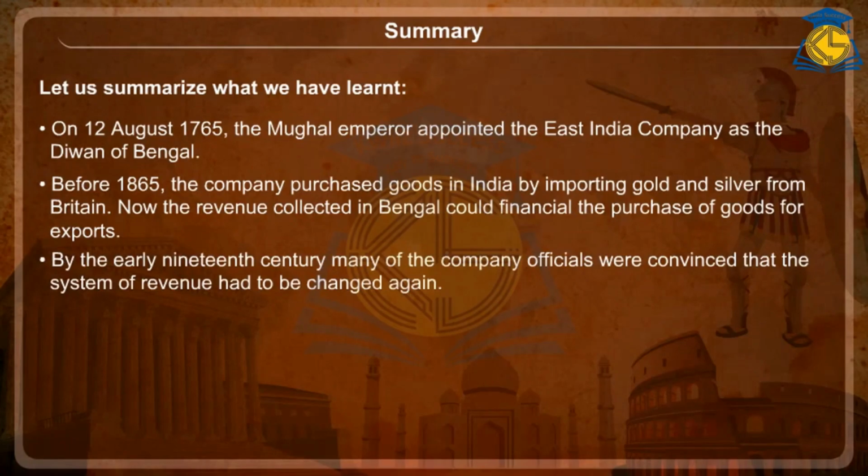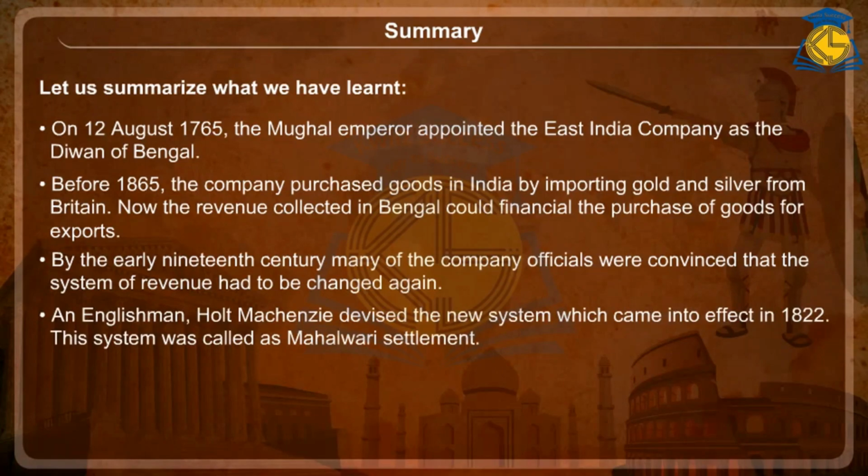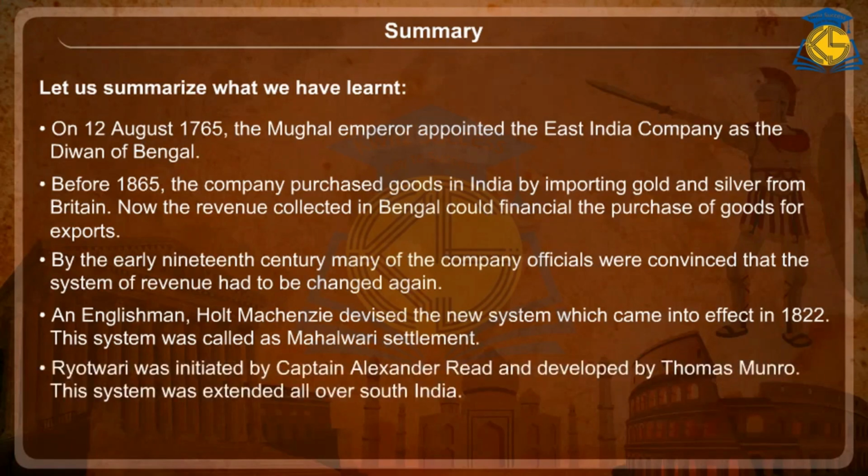By the early 19th century, many of the company officials were convinced that the system of revenue had to be changed again. An Englishman, Holt Mackenzie, devised the new system which came into effect in 1822. This system was called the Mahalwari settlement. Ryotwari was initiated by Captain Alexander Reid and developed by Thomas Munro. This system was extended all over South India.